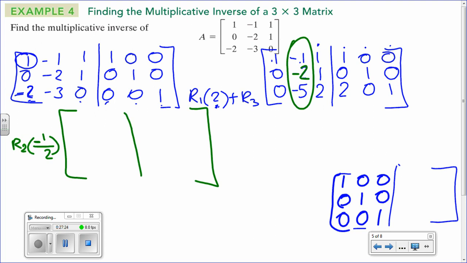So let's multiply our second row. 0 times negative 1/2 is still 0. Negative 2 times negative 1/2 is 1. 1 times negative 1/2, negative 1/2. 0 times negative 1/2, 0. 1 times negative 1/2, negative 1/2. And then negative 1/2 times 0 is 0. I'm going to copy my first and third row.